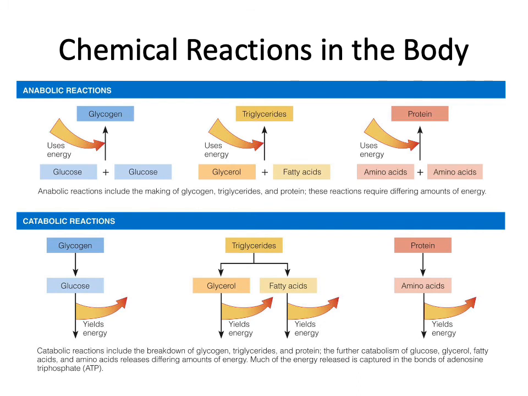Okay, so we can break down or build up the three major types of molecules in our bodies: carbohydrates, fats, or proteins. And again, in order to build up those, we do require energy. Breaking them down then yields energy, whether we're breaking down sugars or fats or amino acids that came from proteins. They all will yield energy, ultimately in the form of ATP.